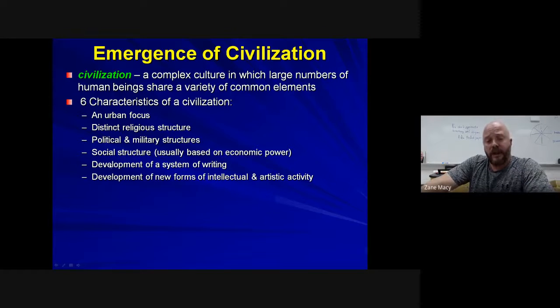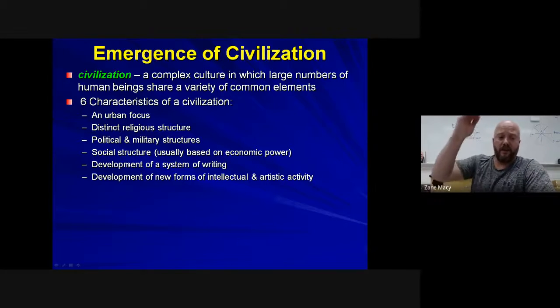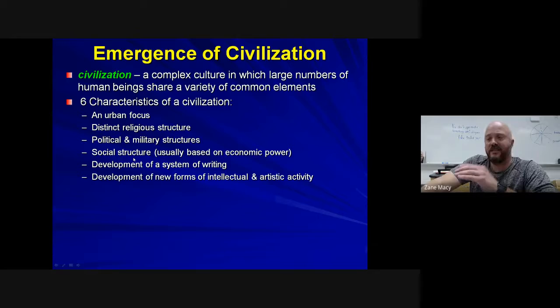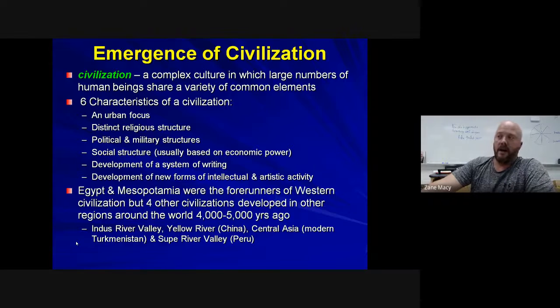Now, you also have to have, like I said, the development of a social structure, a pecking order. This group is above, this group is at the bottom. And it differs from society to society, but generally wealth determines who's in charge. You have to have the development of a system of writing. You cannot be a true civilization without written communication. Also, other forms of intellectual, artistic activity, because hunter-gatherers were too busy to just create art for the sake of art. That's the last true characteristic of a civilization.